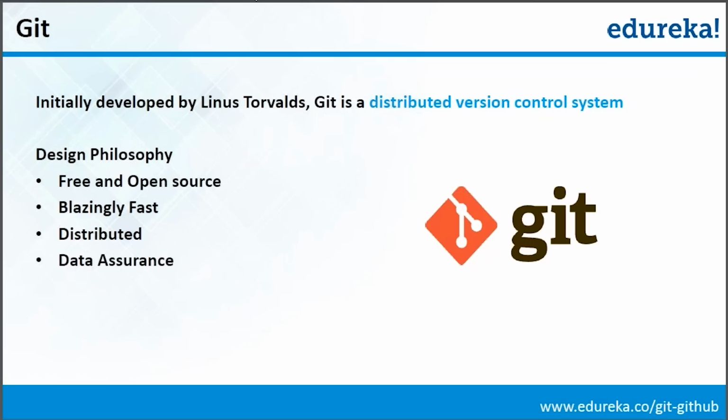Data integrity means that the repository which you have is always in sync with the repository which you have in the server, and there is a mechanism called checksum comparison, which makes sure that files don't get corrupted. So that's what I call data assurance.